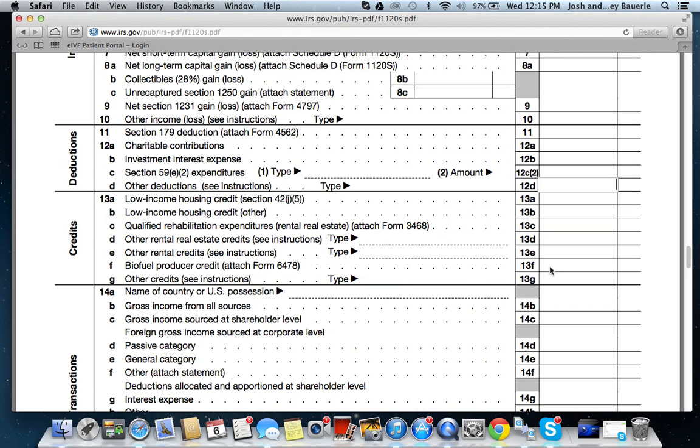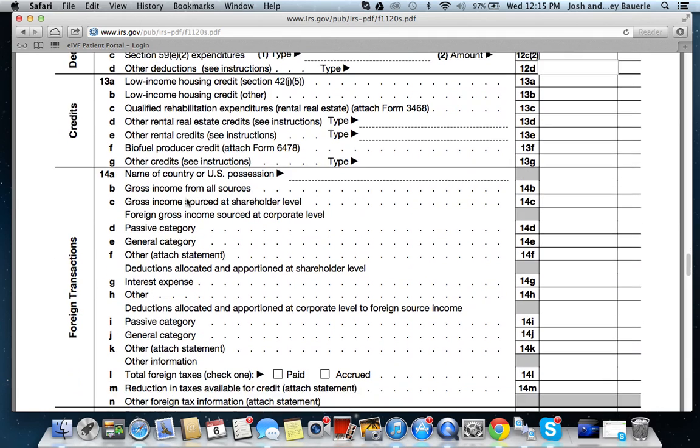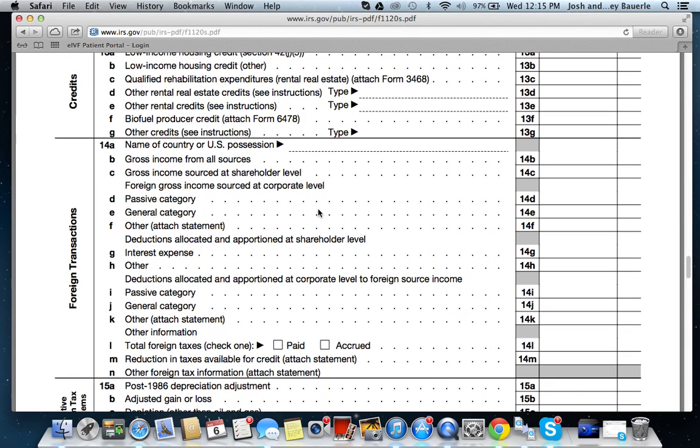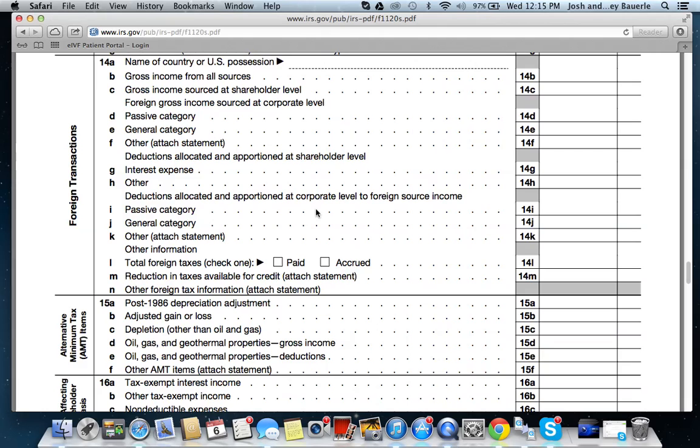All right, 13. Again, if anything applies to you here, you either 1 should not be an S corporation or 2 should not be filling this out yourself. So ignore 13. Name of country or U.S. possession. If you had any foreign sources of income, put it here. You shouldn't have anything if you're doing this yourself.